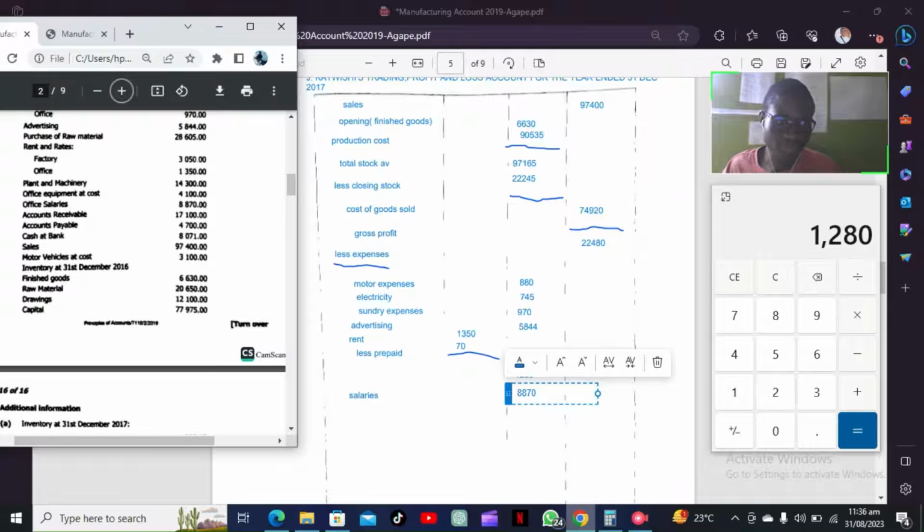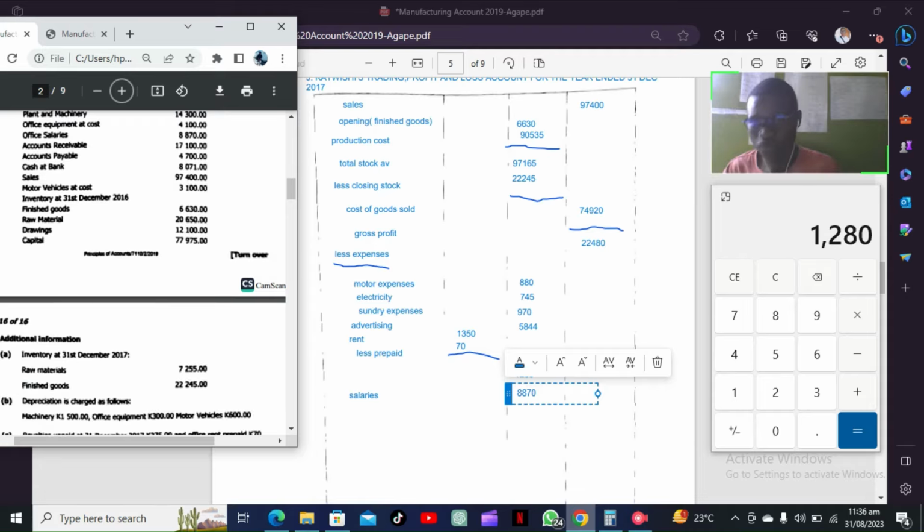So we're looking for more. So we're from office salaries, we have accounts receivable. Accounts receivables are the same as debtors. Then accounts payable, same as creditors. Then cash at bank, sales, motor vehicle at cost, inventory. So that's it for the expenses.